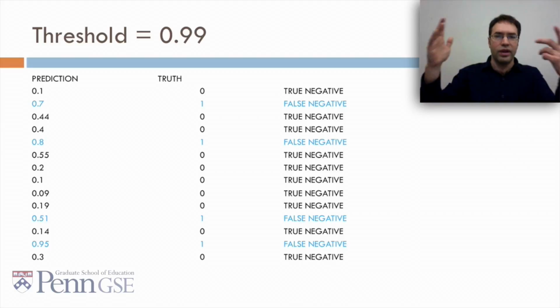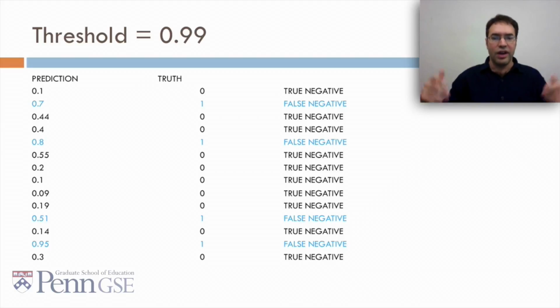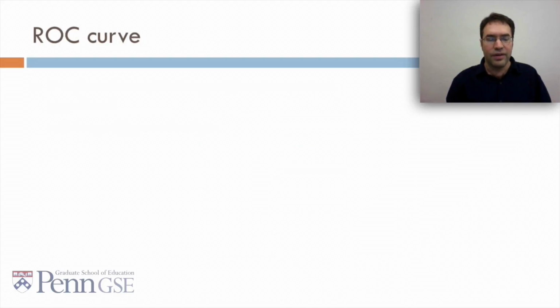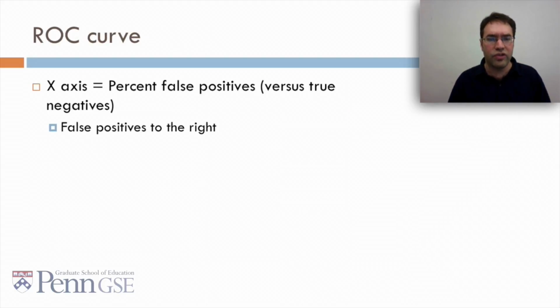And again, if we try other thresholds, we'll have a different balance. If we try a threshold of 0.99, that's above all of the predicted values, so in fact everything's going to be treated as 0. Everything will be either true negative or false negative. An ROC curve graphs 2 relations. The first one on the x-axis is the percent false positives versus true negatives.